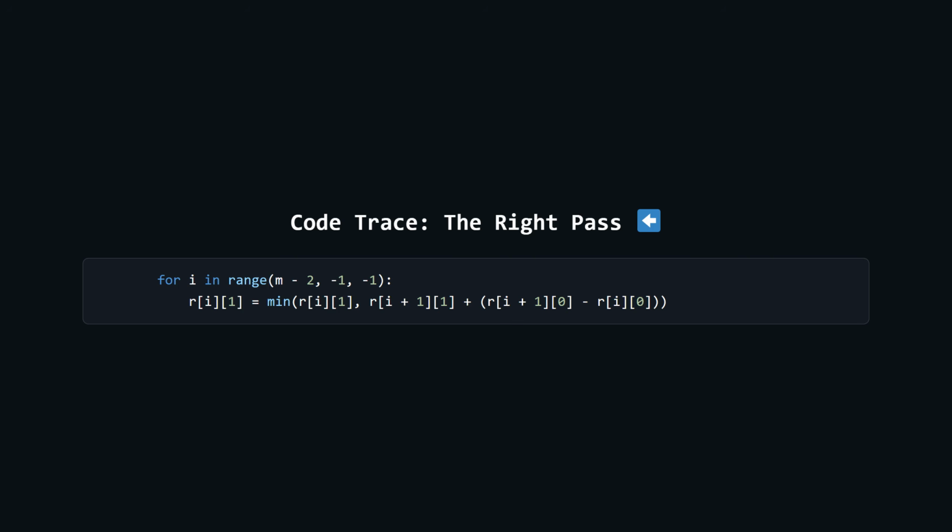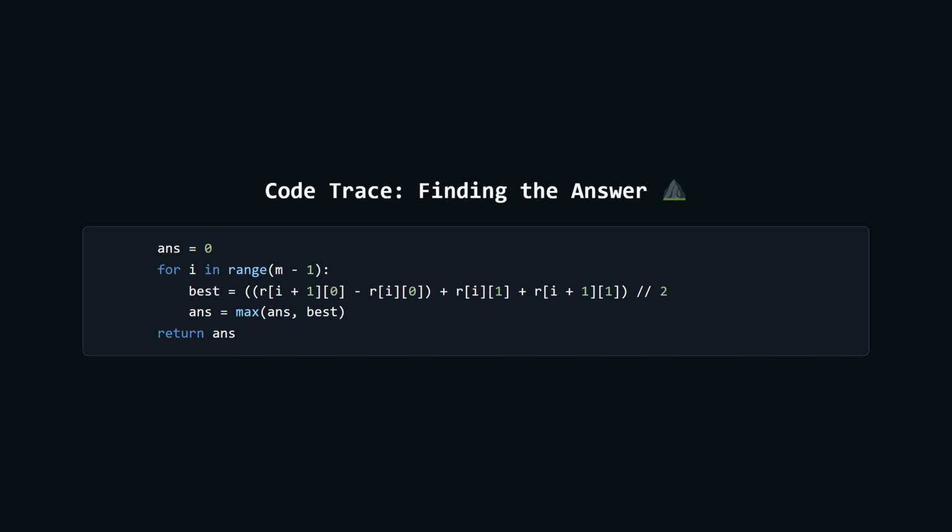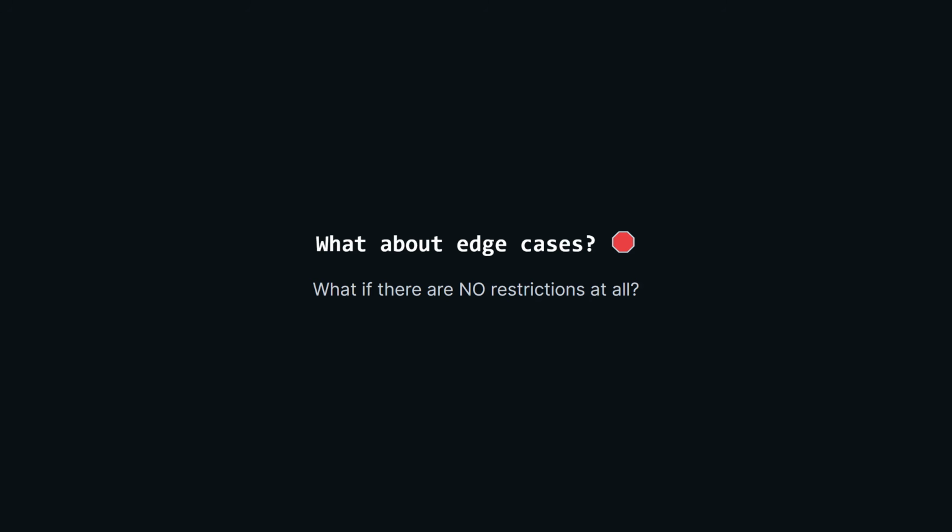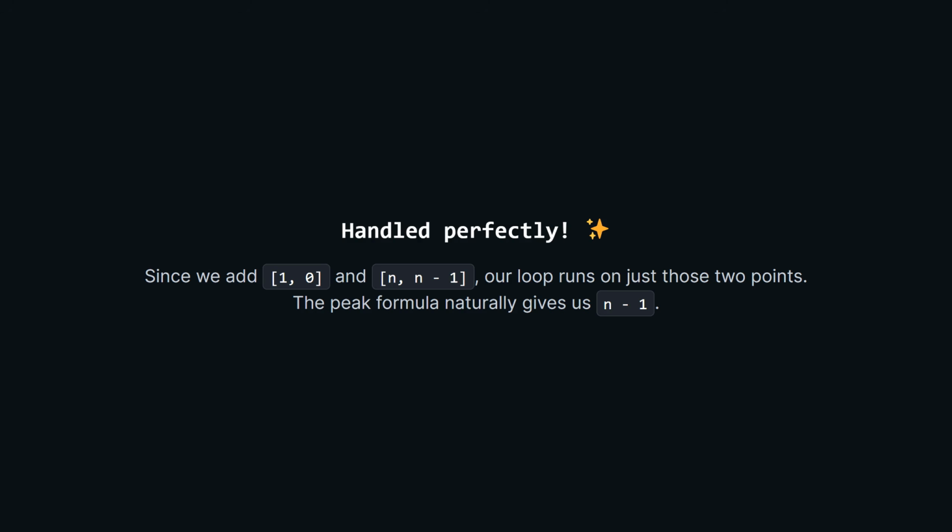We do the exact same logic going backward. We check if the restriction to the right forces our current building to be shorter, and we update it if it does. Finally, we loop through our updated pairs one last time, use our math formula to find the peak between them, and save the highest peak we ever find as our answer. You might wonder about edge cases. Like, what if the city gave us 0 restrictions to begin with? Our code handles this perfectly. Because we added our 2 dummy boundaries, the math just calculates the peak between building 1 and building n, giving us the correct answer without crashing.